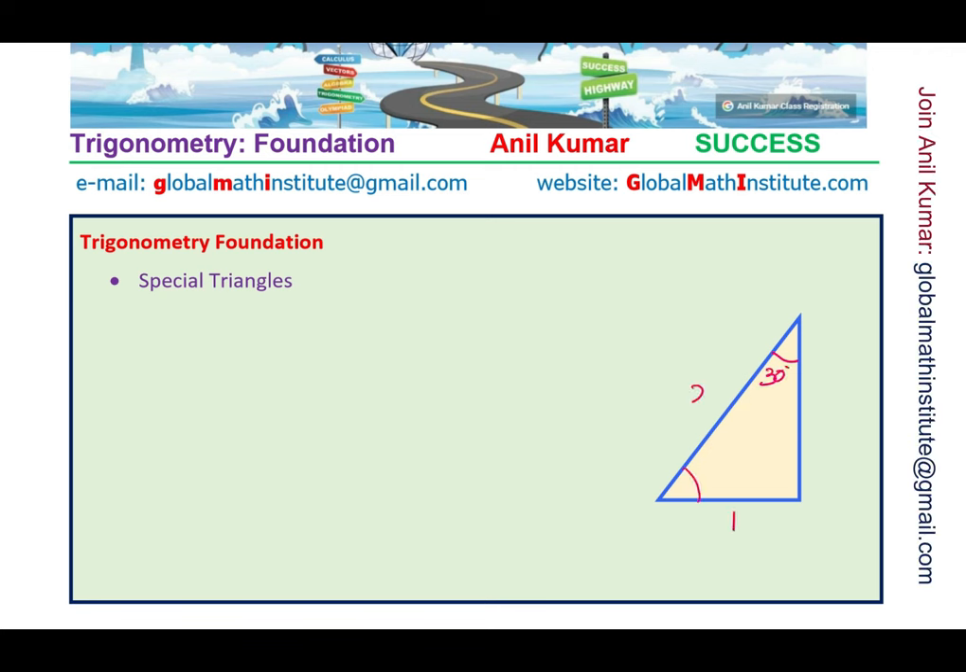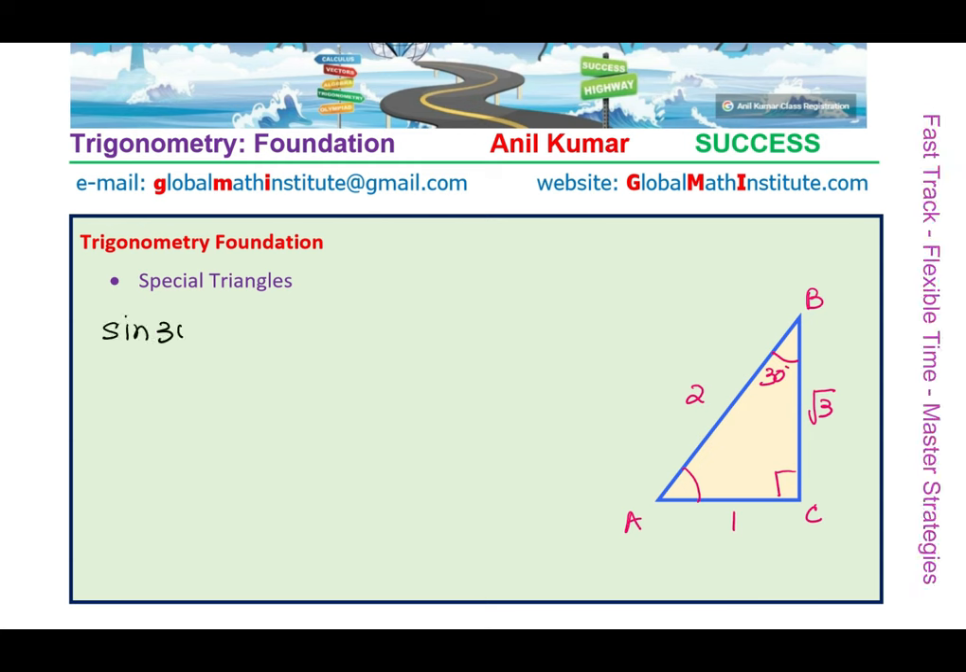Sides 1 to square root 3 with right angle at C, right? Okay, great. Can you now write down the values for sine of 30 degrees, cos of 30 degrees, and tan of 30 degrees?